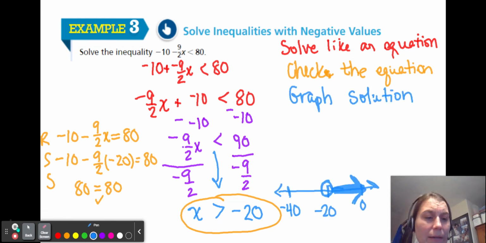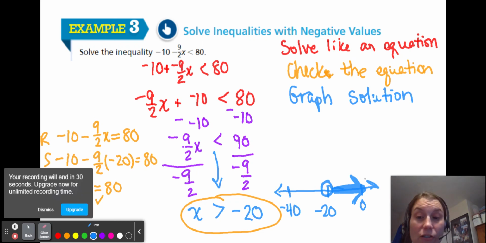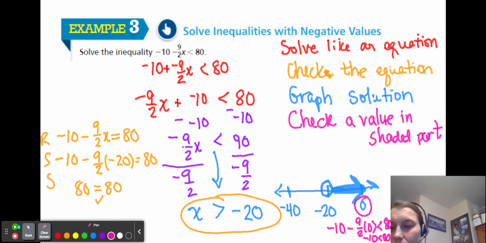So I created a number line. And you can pause the video now so that you can make the number line. And now that you're back, I made the number line and I put the -20 in the center. I used an open circle because it's greater than -20 and not equal to. And then I made my arrow go to the right because greater than is to the right. So what I'm going to do now is check to make sure that works.